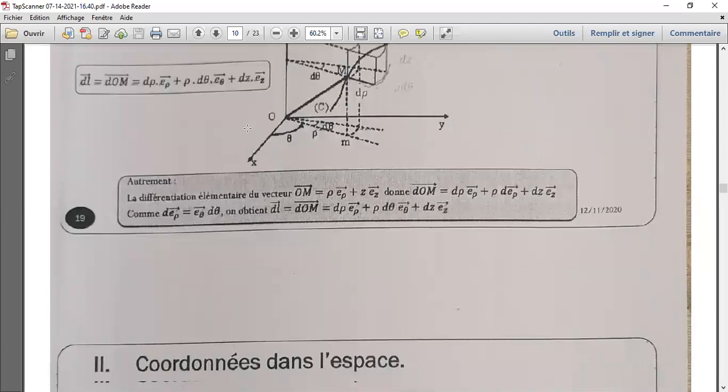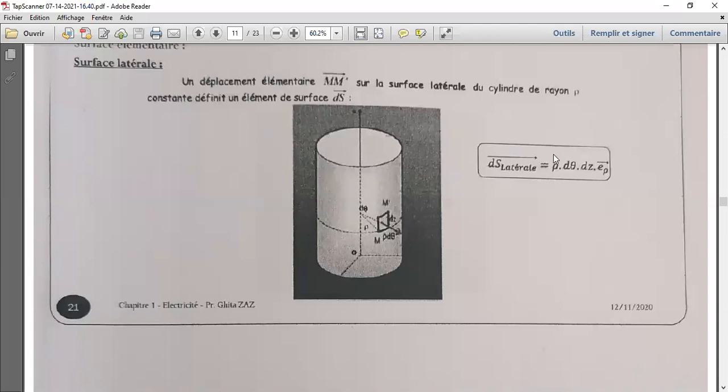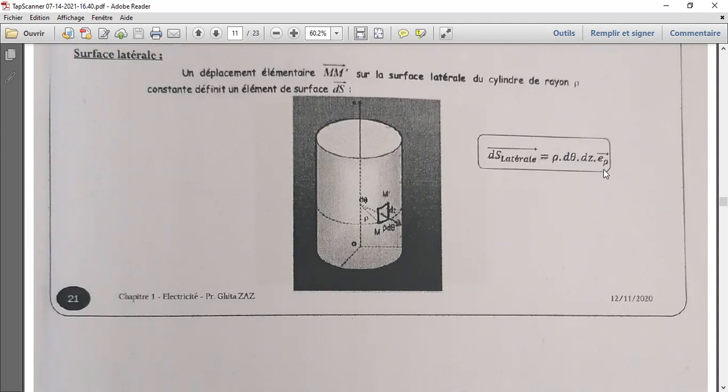So if you see here, it's the same thing. Because you know that if you differentiate the constant, it will always give you a 0. It will be rho d theta, which is the second formula, times dz, which is the third formula, times e rho, which shows that this surface is perpendicular to the vector e rho. Yeah, so this is how you calculate the surface lateral if they have told you to calculate the surface lateral of a cylinder.